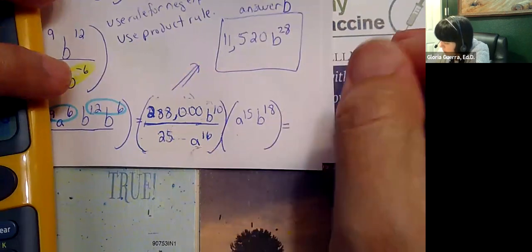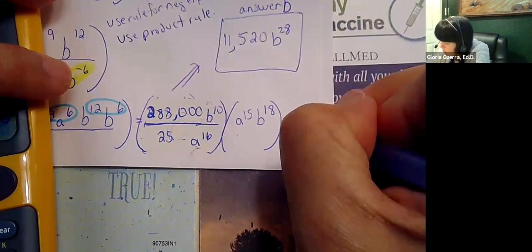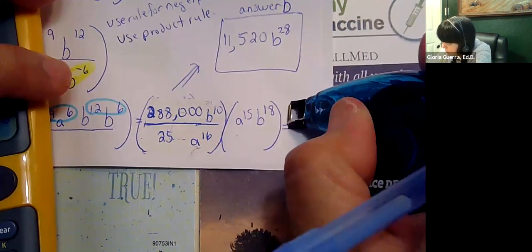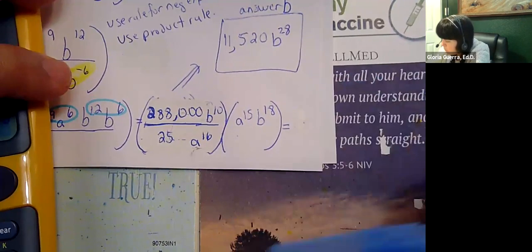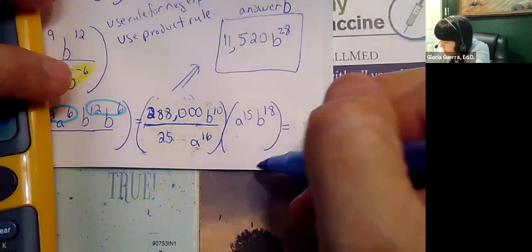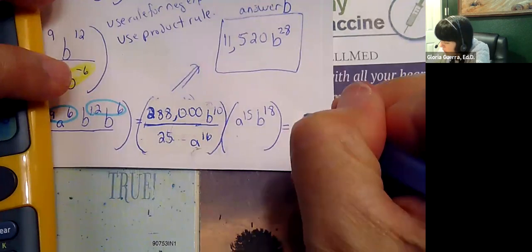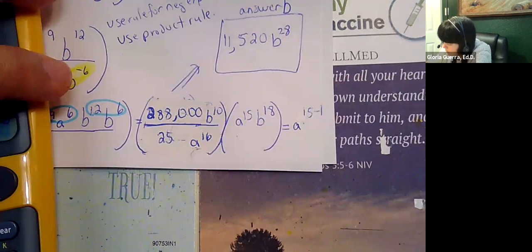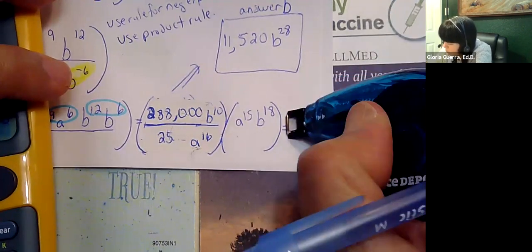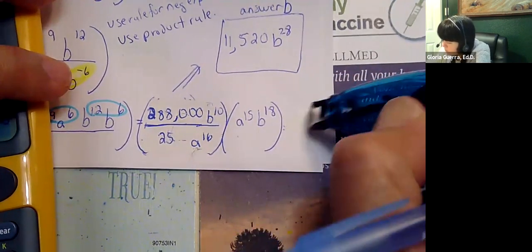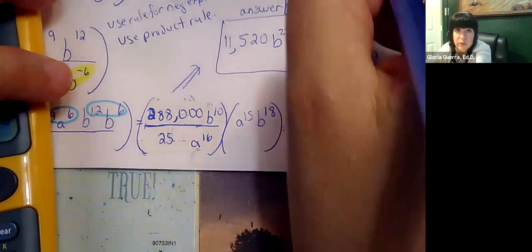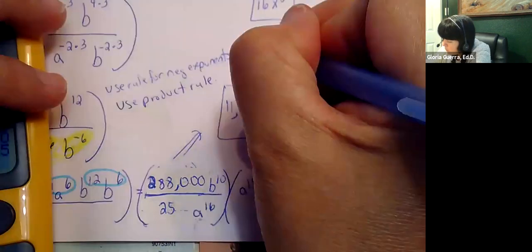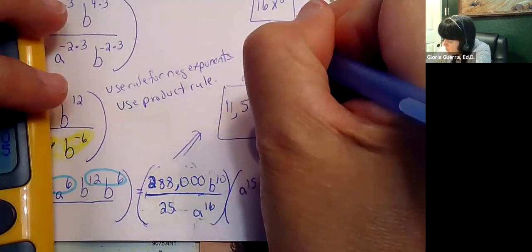I don't know where to write that. The B, we already got the B. We added the B, we already added 10 and 18 to 28. But the A, they're kind of doing like 15 take away 16. I'm not sure where to put it, but the A, they're doing 15 take away 16.